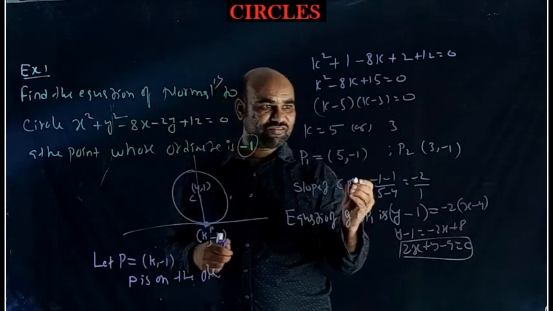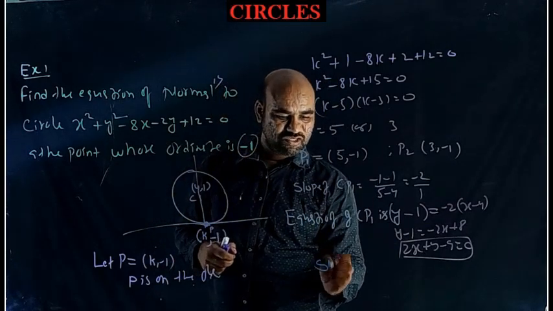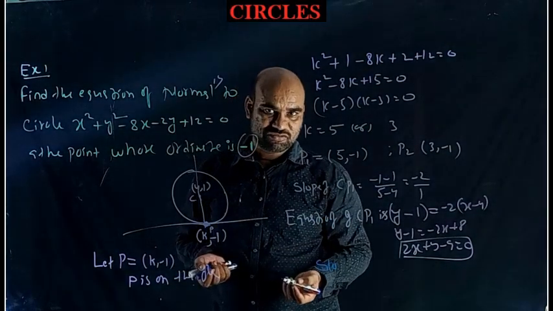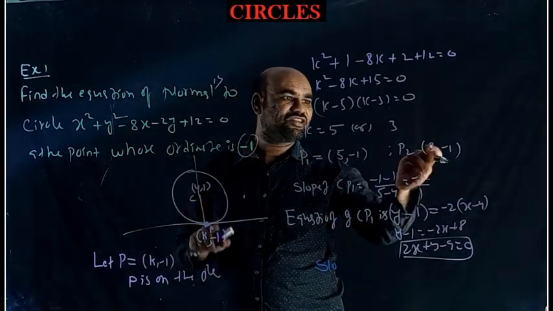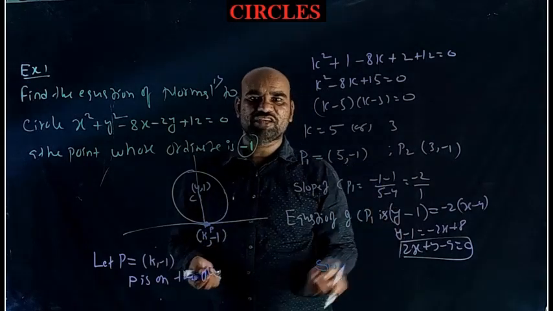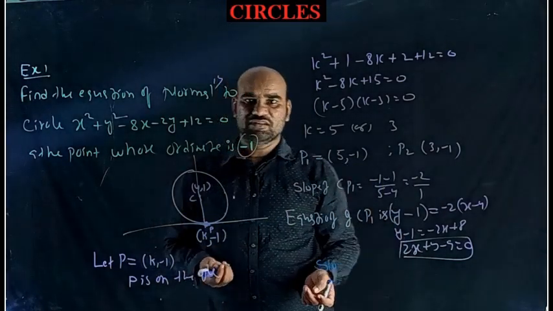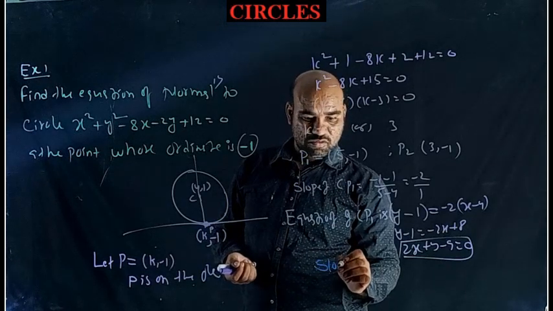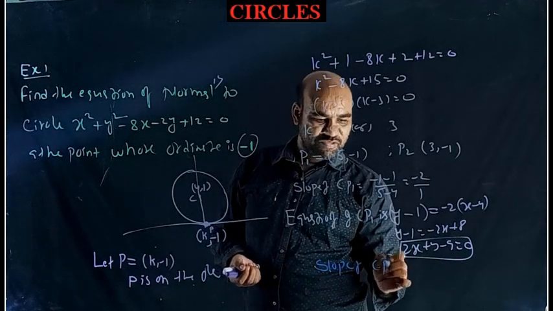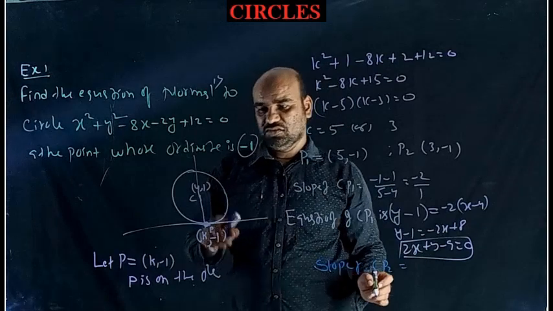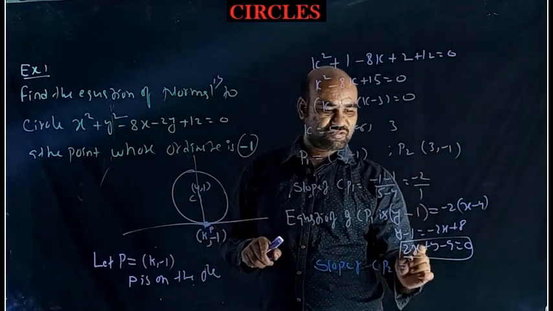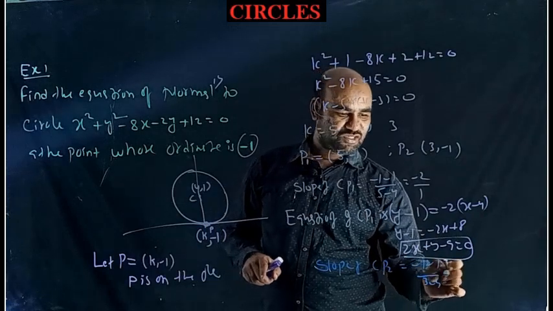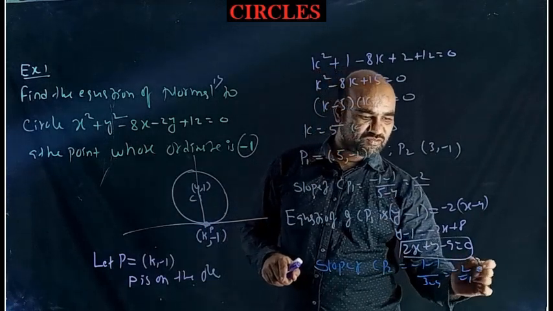Another normal I want to find, CP2. Slope of CP2, or using the two point form directly you can also find the equation. No need to find slope also. (4, 1) is there and (3, minus 1). By using the two point form directly you can find the equation of the normal. Just I am finding slope. Slope of CP2 equal to minus 1 by 3 minus 4, that is minus 2 by minus 1, that is equal to 2.